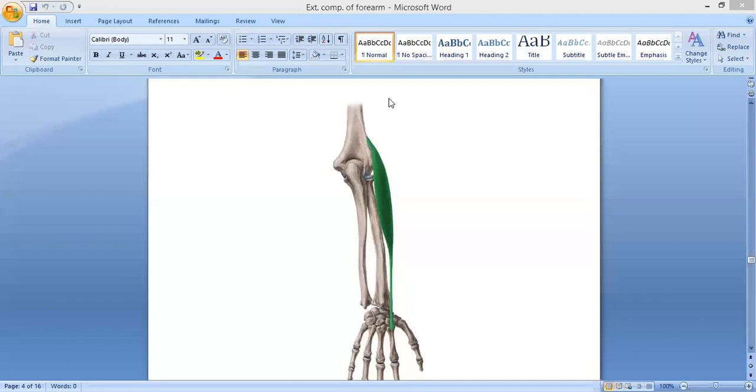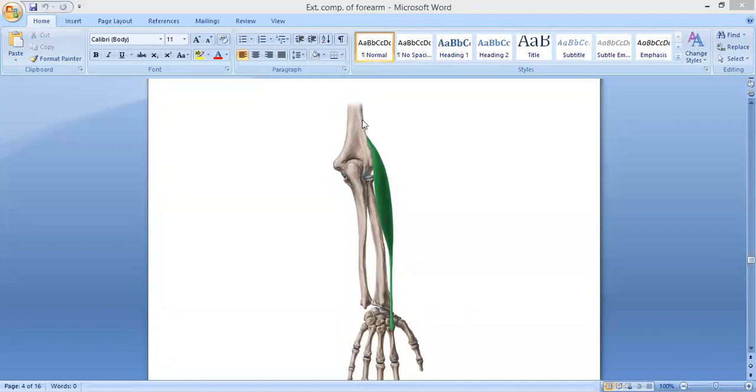The lateral one is present on the lateral aspect of the humerus above the lateral epicondyle. Just remember it in this way: ridge present in the distal end of the humerus. So the extensor carpi radialis longus is getting origin from the lower one third.